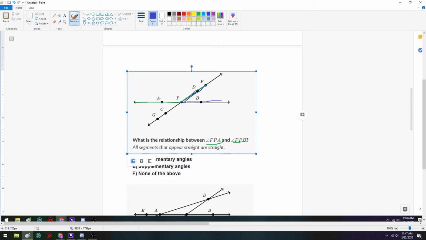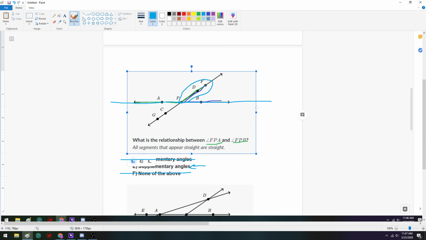Knowing these lines, when they connect, do they form a 90-degree angle? Can we make a box out of these angles? The answer is no, we can't make a box out of them. Are they still connected? Yeah, they are. They share this line right here. So we already know it can't be a complementary angle, and it can't be none of the above because they're still touching. So it leaves us with a supplementary angle. We also know this because when they connect, they form a straight line. So that's the easiest way you can identify each of these.